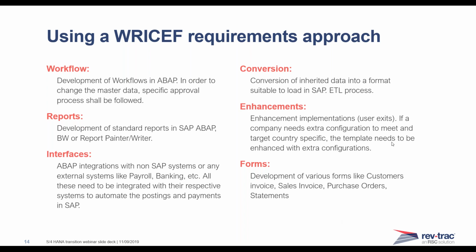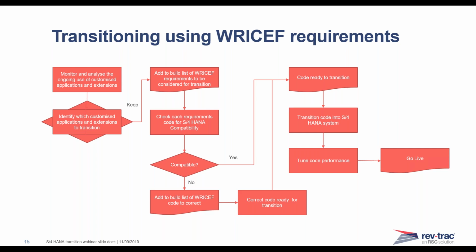So if we take a look at a process that we might follow to do this, now keep in mind these are all example flows and processes. You may have something quite different that you follow, or if in the process of evaluating, this might be very useful for you in designing your own approach as well. So if we transition using this RepTrak approach, the first step, of course, is to monitor and analyze everything, so we know what we're going to transition, what we're not. Identify which customized applications and extensions we're going to transition. And then we've got to build that list of requirements. So rather than build a list of objects, we're suggesting we build a list of RepTrak requirements to be considered. And within this will be the list of objects that are going to need to be moved across as well.